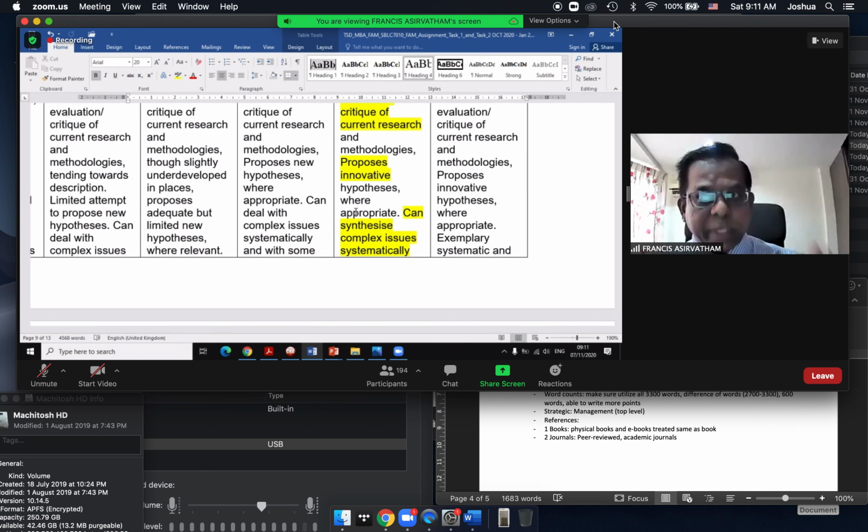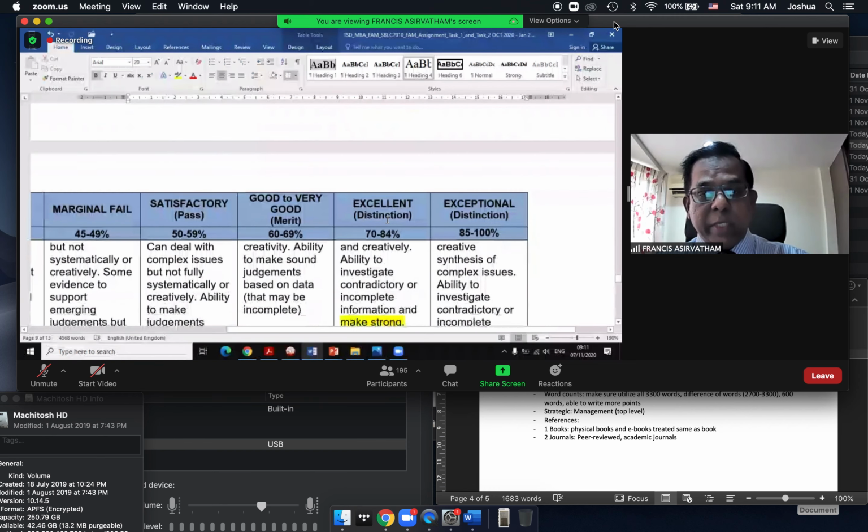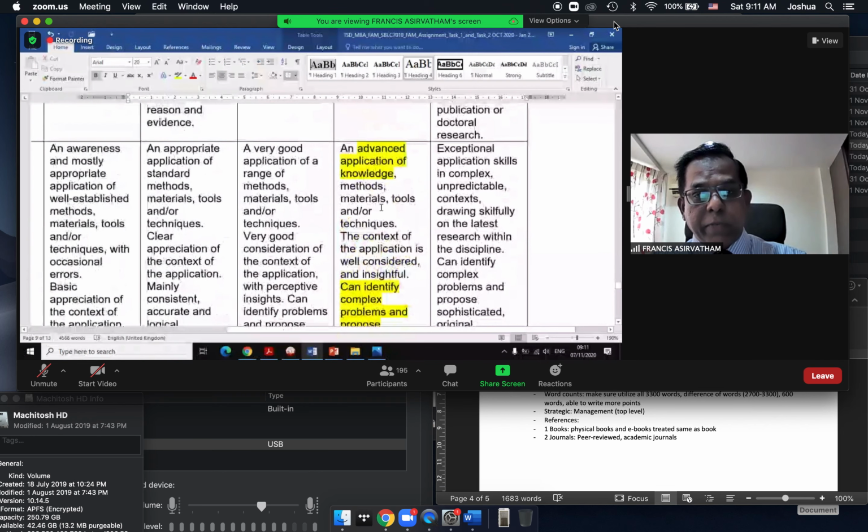I will explain also. Can synthesize complex issues systematically, all right? And make strong persuasive arguments, sophisticated judgment. You can have judgment, argument, but you need to put it in writing nicely. You cannot be writing an essay, all right? You cannot be writing a long story, flowery language. No, no, no, that's not what we are requiring. This is business language, all right? Your report writing. Advanced application of knowledge.